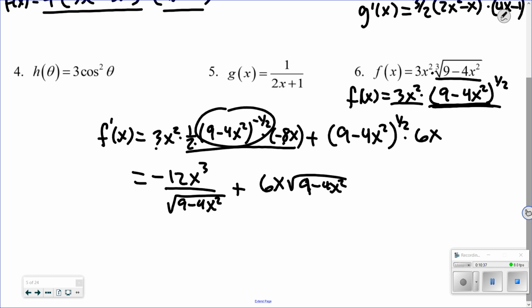Okay, so that's a combination, right? We can use all those same derivative rules we've always used. We can use those in combination with the chain rule.